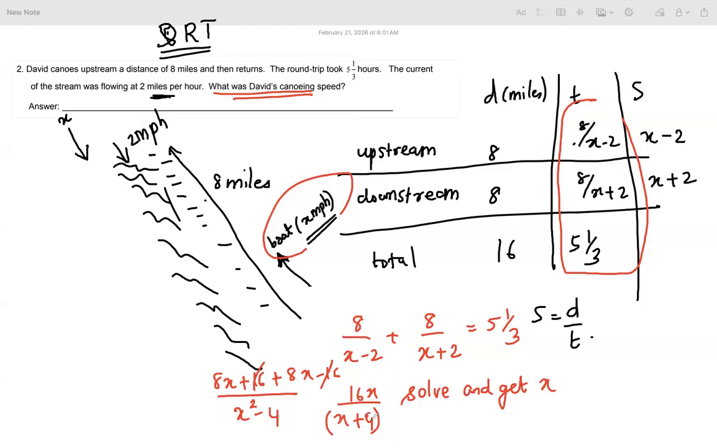This is x plus 2 x minus 2, x squared minus 4, which will be equal to 5 3s are 15, 16 by 3. Now would you be able to solve this? Solve this one for me and send the value of x. We'll go to the next one.